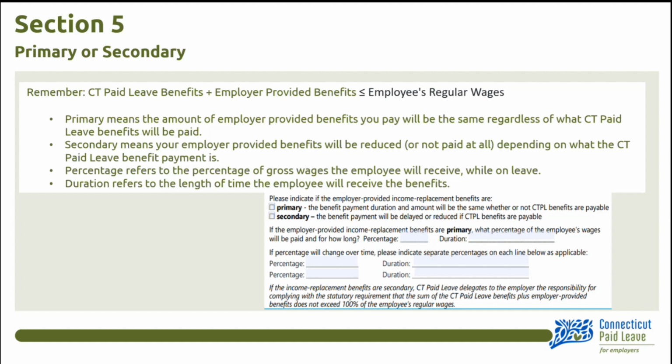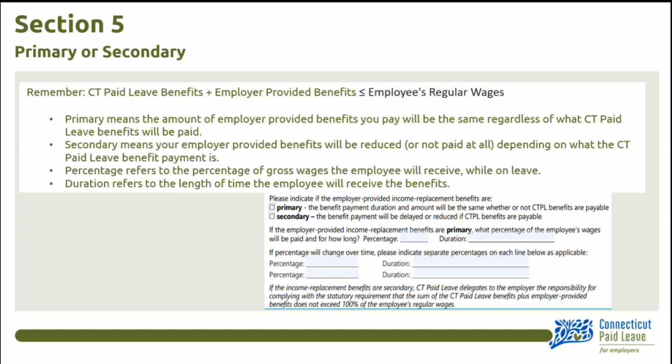The easiest way to think about primary and secondary is to think about who will be responsible for adjusting the benefit amount to make sure that the combination of paid leave benefits plus employer-provided benefits does not exceed 100% of the wages. Primary means the amount the employer-provided benefits you pay will be the same regardless of whether your employee gets any money from Connecticut paid leave and regardless of the amount of that benefit.